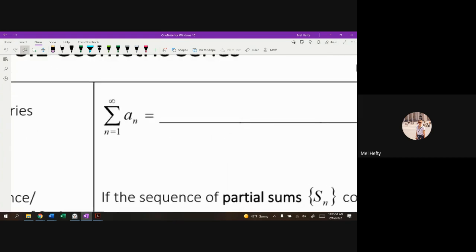Has anyone seen this notation before? All right, so you've probably seen this in Algebra 2. Maybe you talked about some types of series. In pre-cal, theoretically, you talked about some type of series. One thing that's going to be different than Algebra 2 for us is this thing at the top.